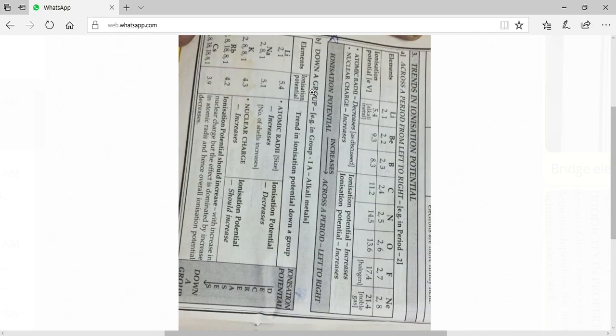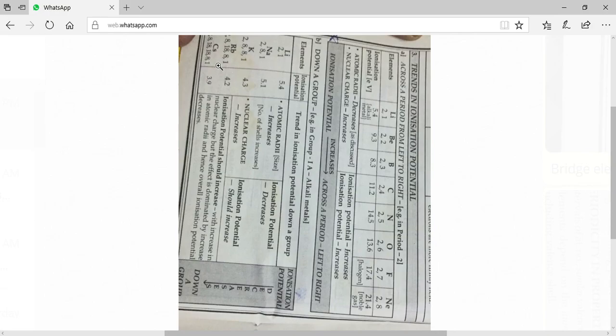And next, beta, when you move from up to down, that means lithium, sodium, potassium, rubidium, caesium, francium and all that, you can see that it doesn't matter about their outermost electron because it is constant. They all contain one electron in their outermost shell. But what is the main thing? The main thing is that their atomic size is increasing here.